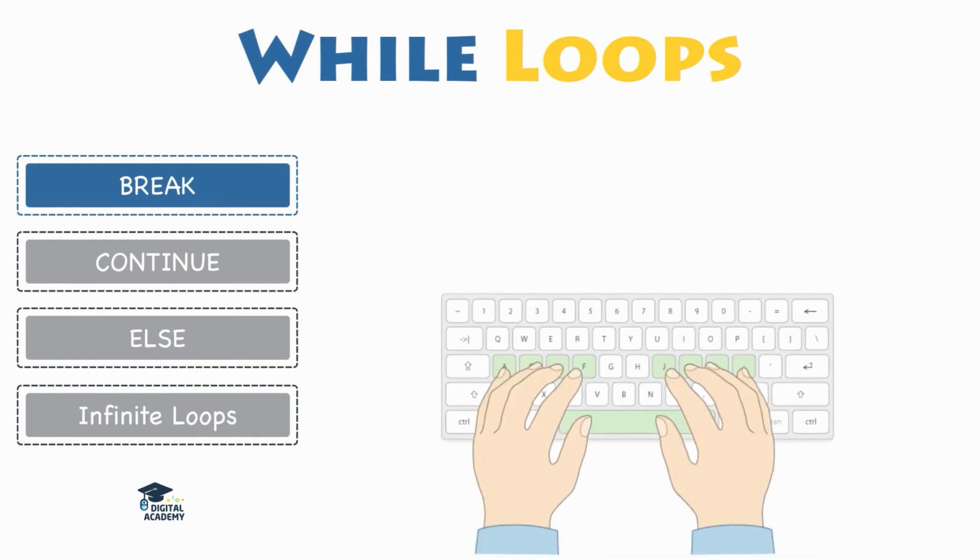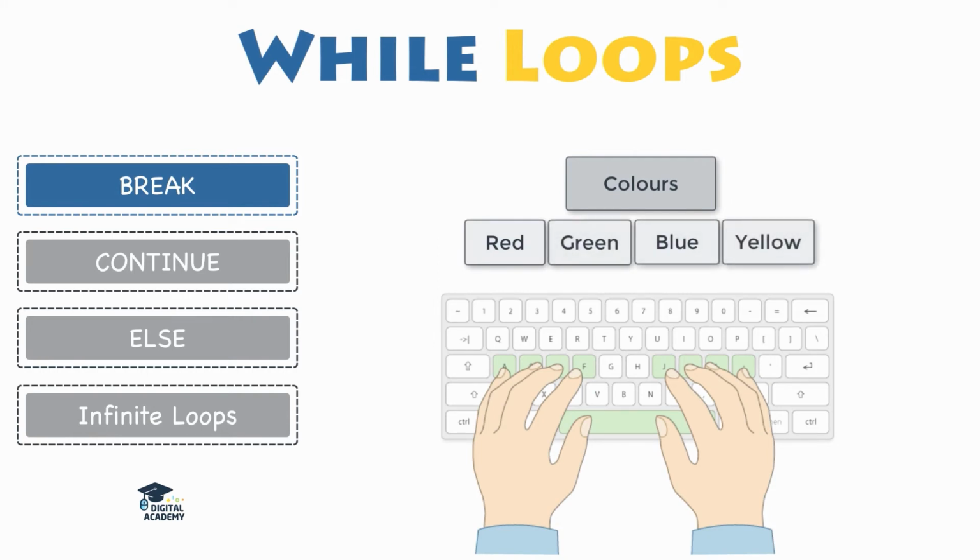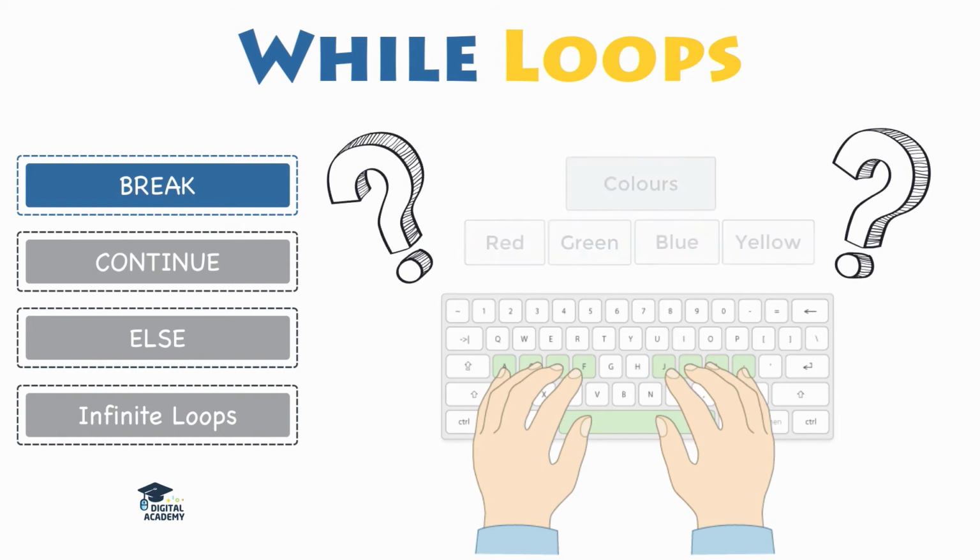It's your turn now. Suppose you have a list of colors, red, green, blue, yellow, and you want to print each color, but break the loop when it encounters blue. How would you proceed? What output would you get?